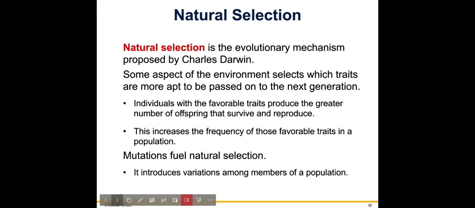Mutations to that DNA is really what fuels natural selection because it fuels variation in those traits among the members of a population, and then nature takes over and chooses thumbs up or thumbs down to the traits that that individual has, and over time our population will change.